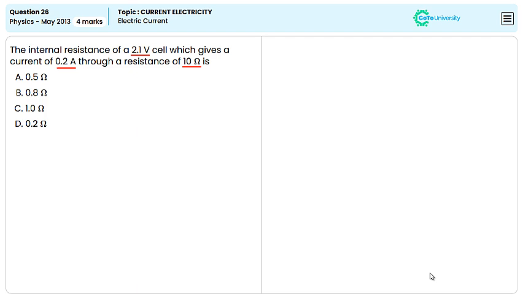The total resistance of the circuit includes the external resistance R and the internal resistance small r, given by E = I(R + r). Rearranging for internal resistance r, we get r = E/I - R.